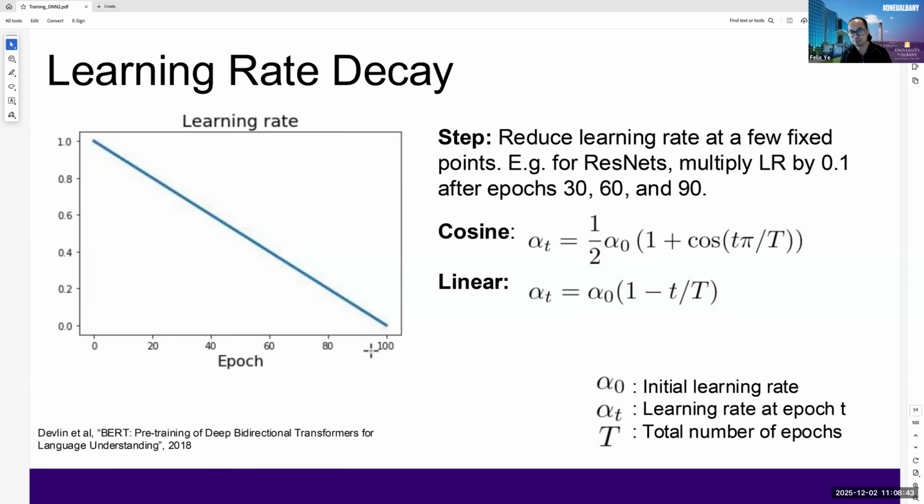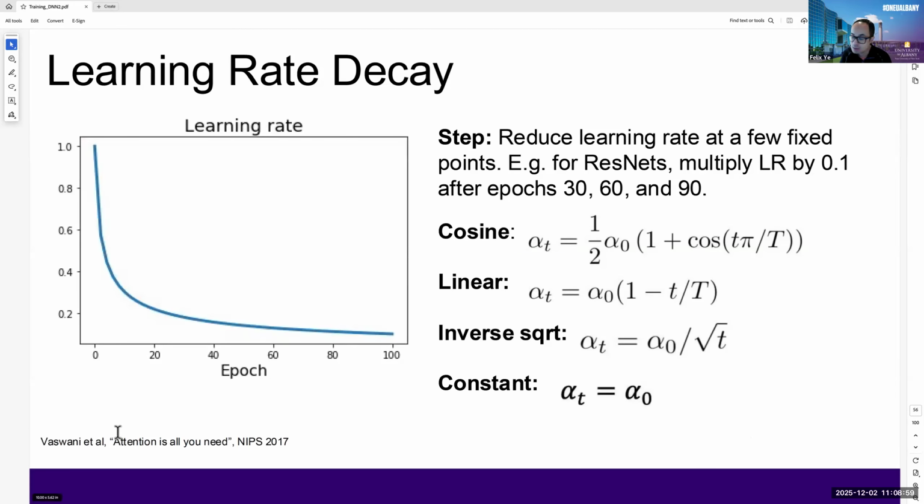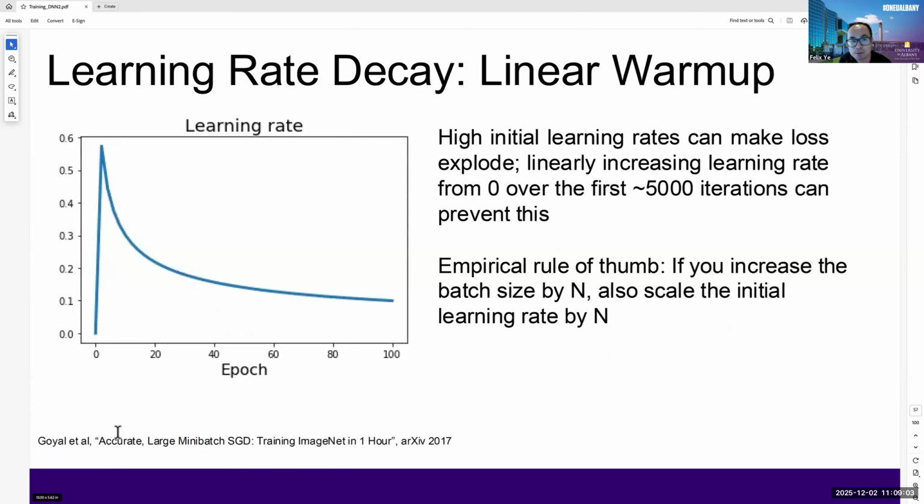You can also choose linear decay. This is also a very popular choice, and it has been used in BERT, which is another language model. Inverse square root is also a good one that is used. Even a constant learning rate is sometimes a good starting point to see.